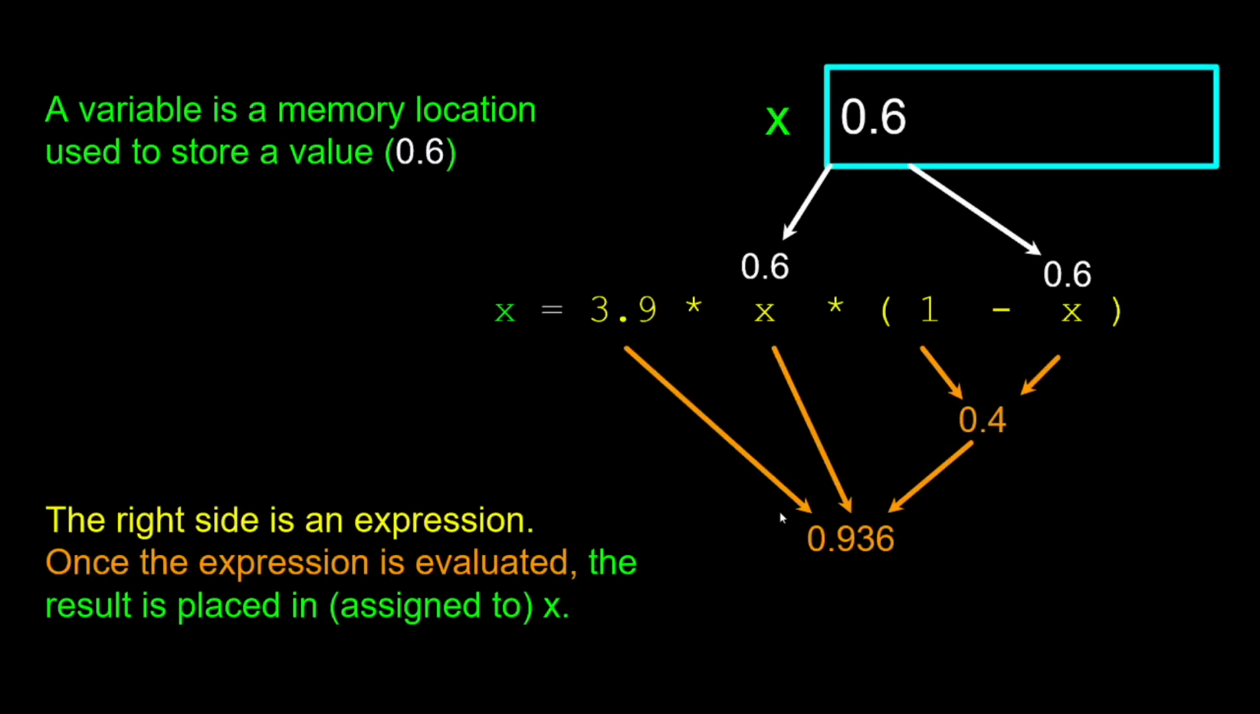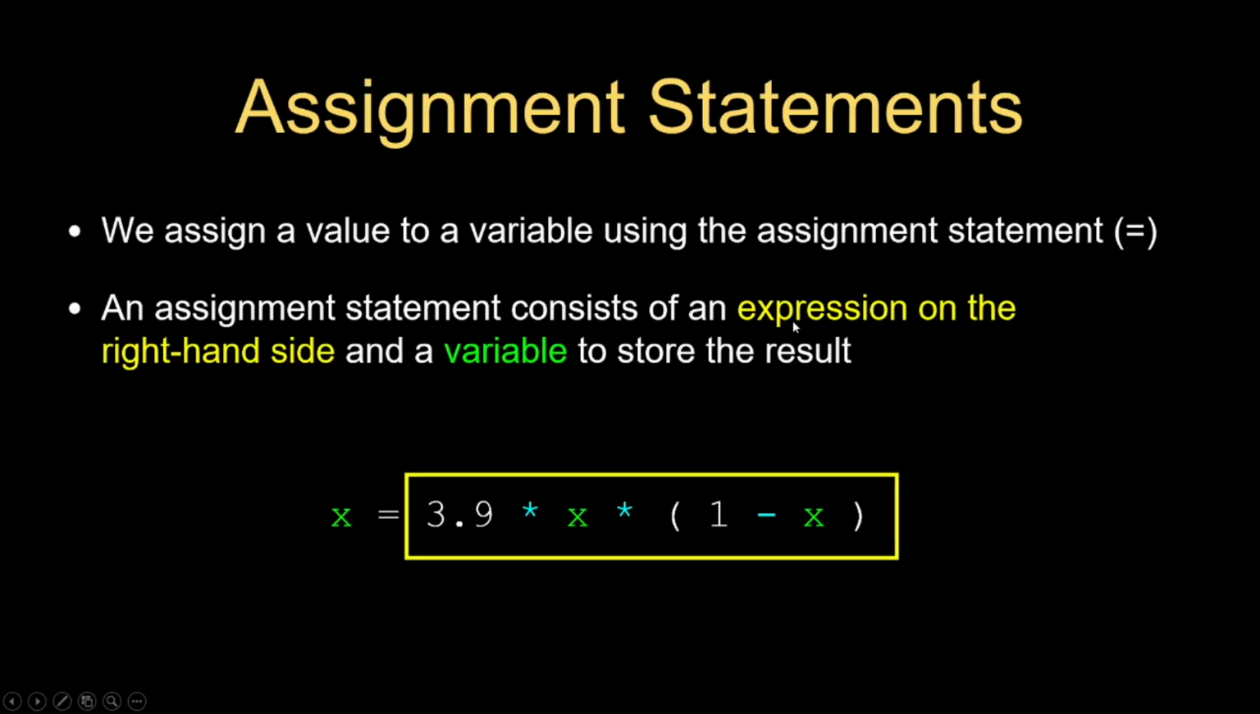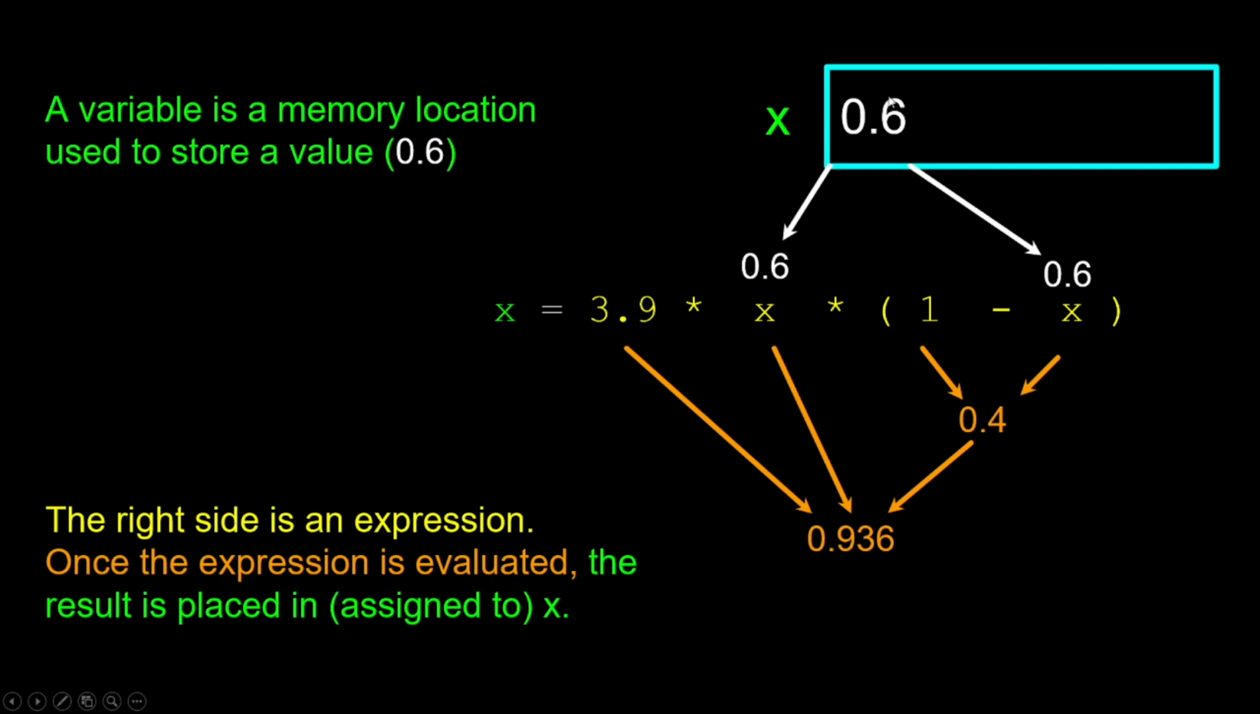A variable is a memory location used to store the value. It doesn't show here, but let's say the initial value of x is 0.6. It's very similar to the previous discussion. So we have the equal sign, 3.9 times x times, and we'll discuss operators later. Multiplication uses asterisk as its operator. Then 1 minus x.